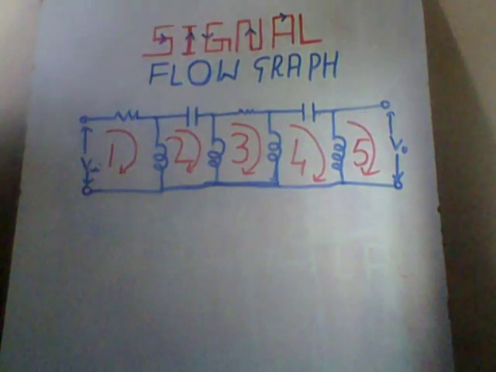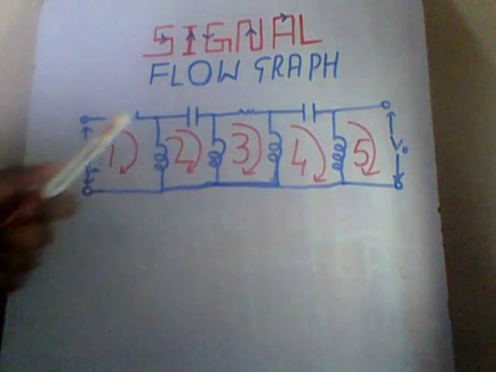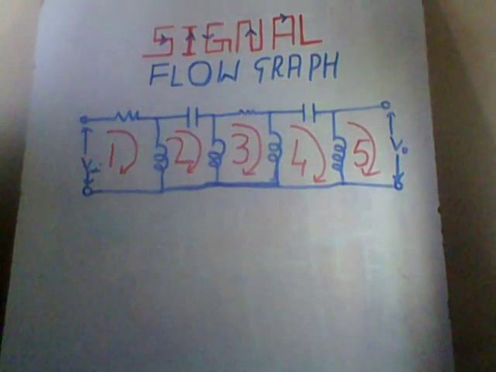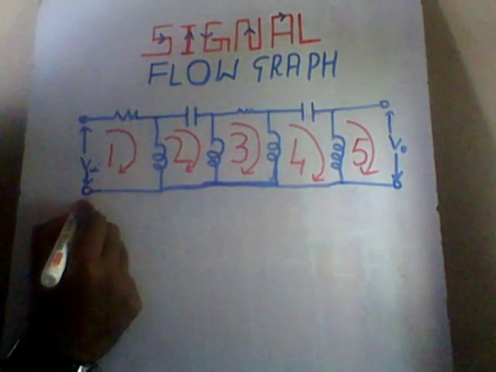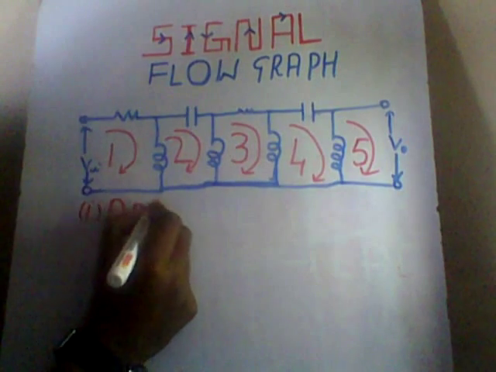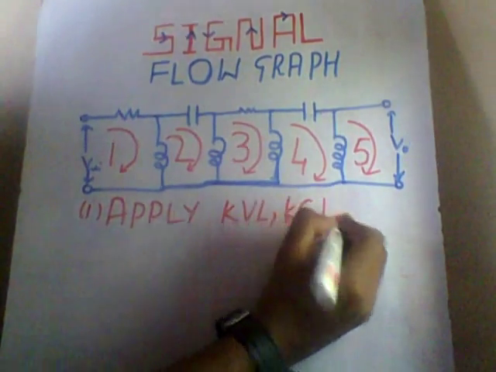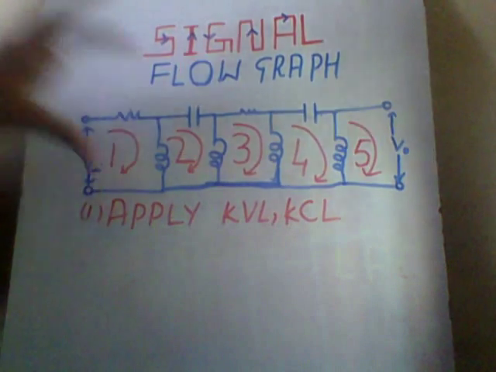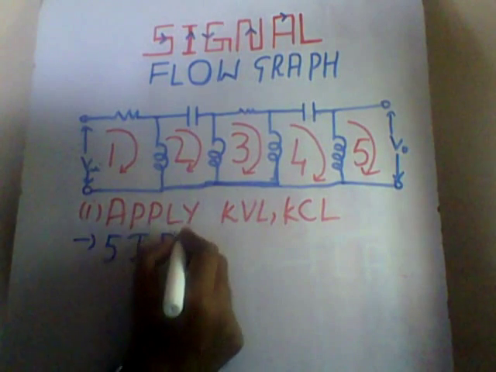Hi, today I'm going to tell you a few words about signal flow graphs. Let us consider a symmetrical electrical network like this. In order to solve this network, there are two kinds of general techniques. One among them is applying KVL or KCL to the network. So, if we apply KVL or KCL to the network, we will get 5 integral differential equations.